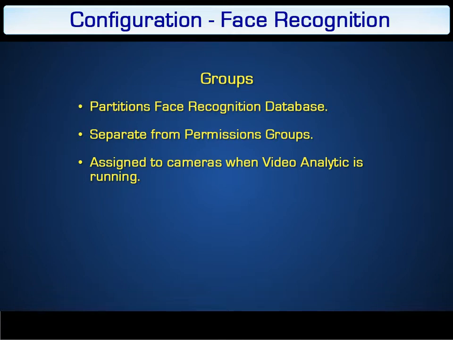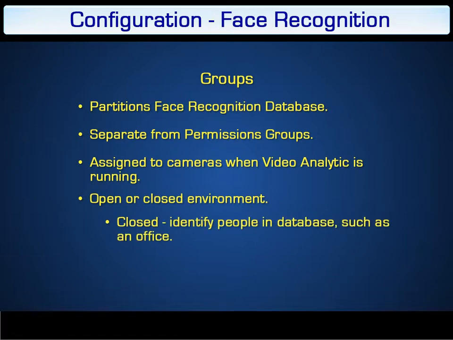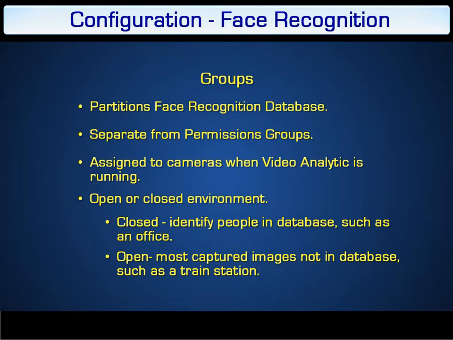Face recognition groups can be in either an open or closed environment. A closed environment contains only the people whose images are already in the database. Closed environments identify known people, such as employees, and typically have higher face recognition accuracy. An open environment exists when most of the faces to be captured are not in the database. Open environments identify specific people from a large group of unknowns, such as people in a train station.